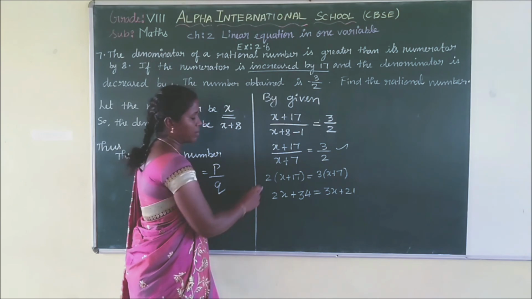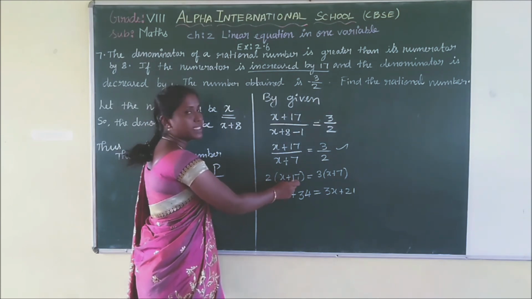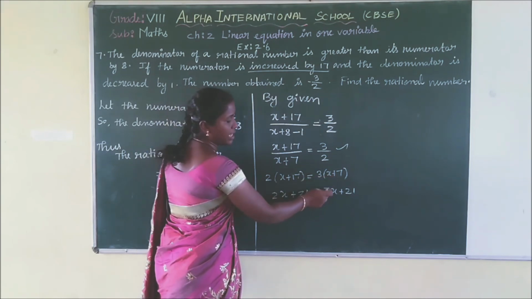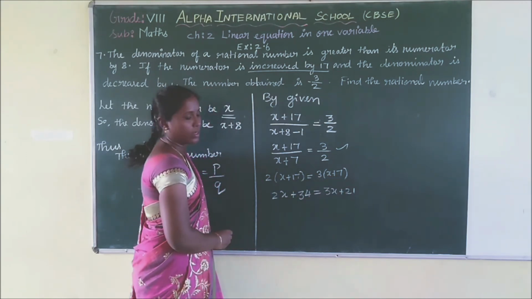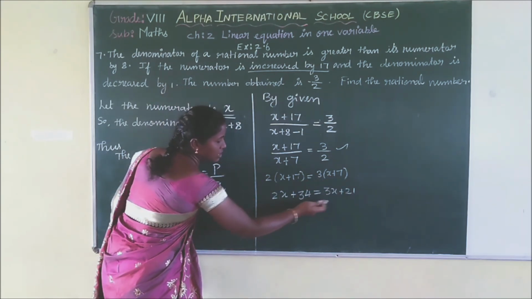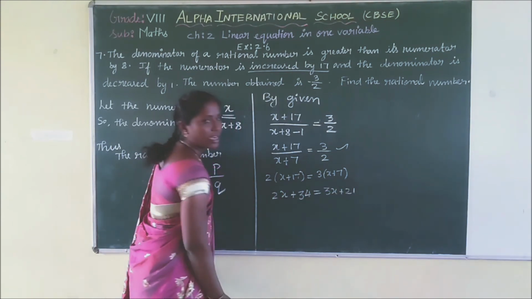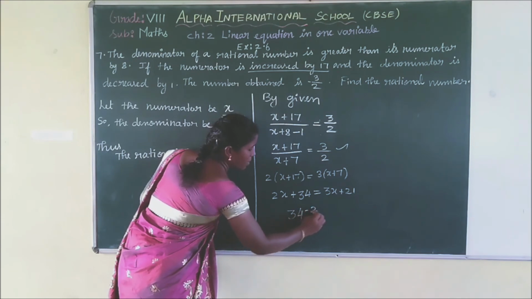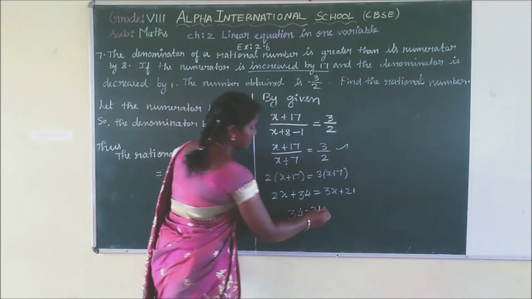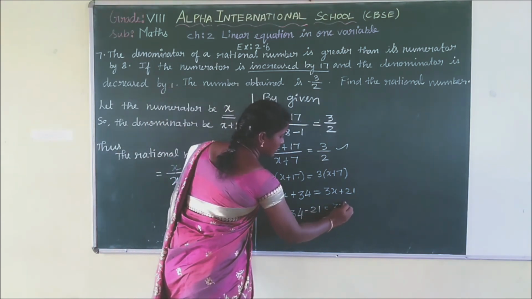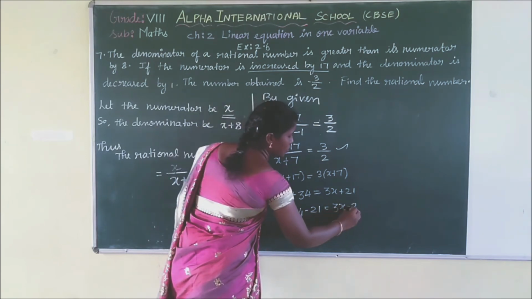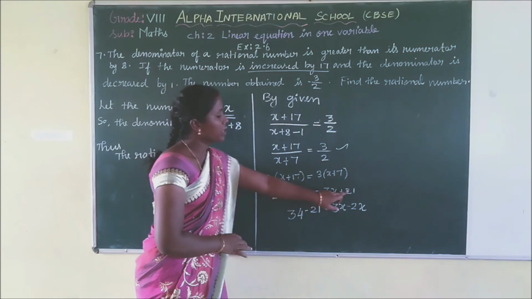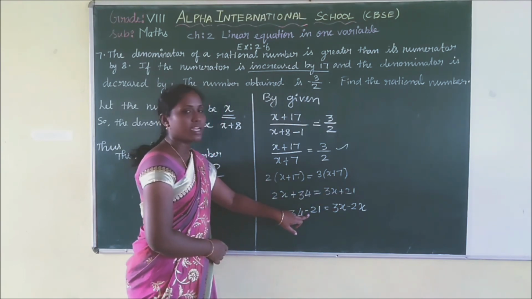The same way only. Multiply 2 with both the terms inside the bracket. So 2x, 17 into 2 is 34, 3x, 7 threes are 21. Now put the terms. Shall we take x to the right hand side of the equation, so that we get 34 minus 21 is equal to 3x minus 2x. See, 34 stays here, and 21 comes to the right side of the equation as minus 21.